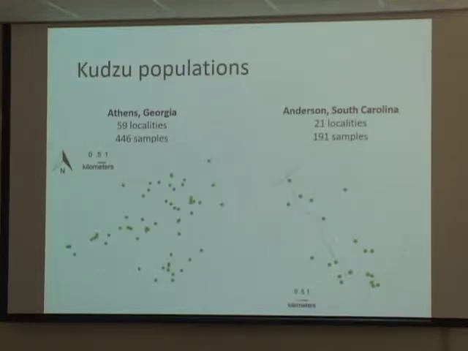So here in Athens, I have lots of different localities, because I tried to sample exhaustively from all of the kudzu populations in Athens. In Anderson, my sampling intensity was a lot lower, so I collected fewer samples, but I don't think there's less kudzu present in Anderson.